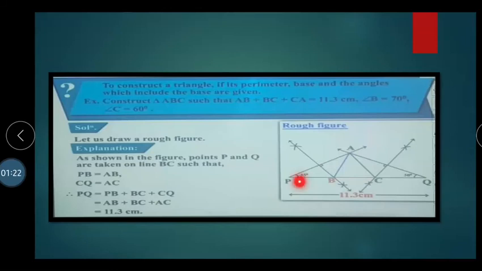So this whole line PQ is formed by adding PB + BC + CQ. Now we substitute the values: PB is equal to AB, so instead of PB we substitute AB, and BC as it is. CQ is AC, so we substitute CQ as AC. Now children, you can see AB + BC + AC is already given in the question as 11.3. So ultimately we can write 11.3 centimeter. So our whole line PQ has become 11.3.